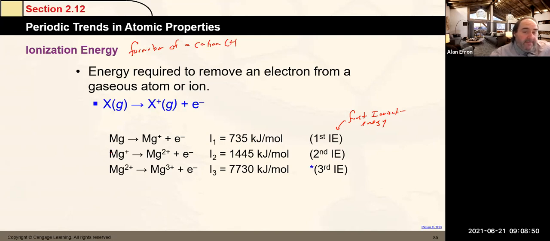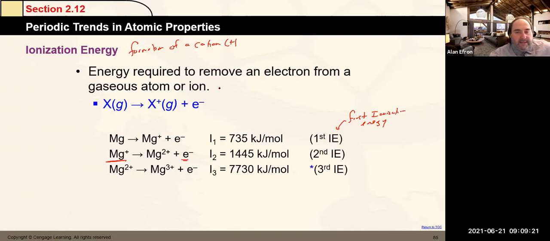What then will happen is the magnesium with a +1 charge will then lose one more electron, which is why it becomes +2 on the right-hand side here. That is what is referred to as the second ionization energy. It's about 1445 kilojoules. Then magnesium with a +2 charge will perhaps lose another electron and become magnesium with a +3 charge. That is the third ionization energy. So let's talk about, will that happen?